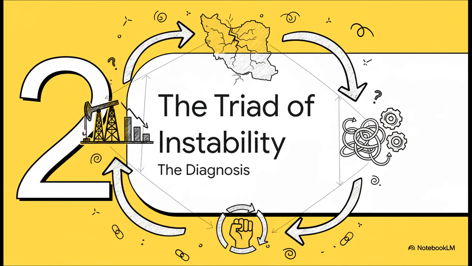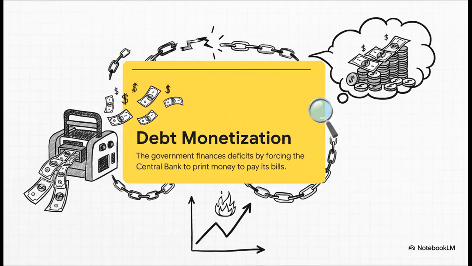Okay, so we've seen the symptoms. Now let's move on and figure out the cause. What is the diagnosis? The source material points to something it calls a triad of instability. 3 core problems that are all tangled up together. So, the first and honestly the most critical part of this diagnosis is something called debt monetization.